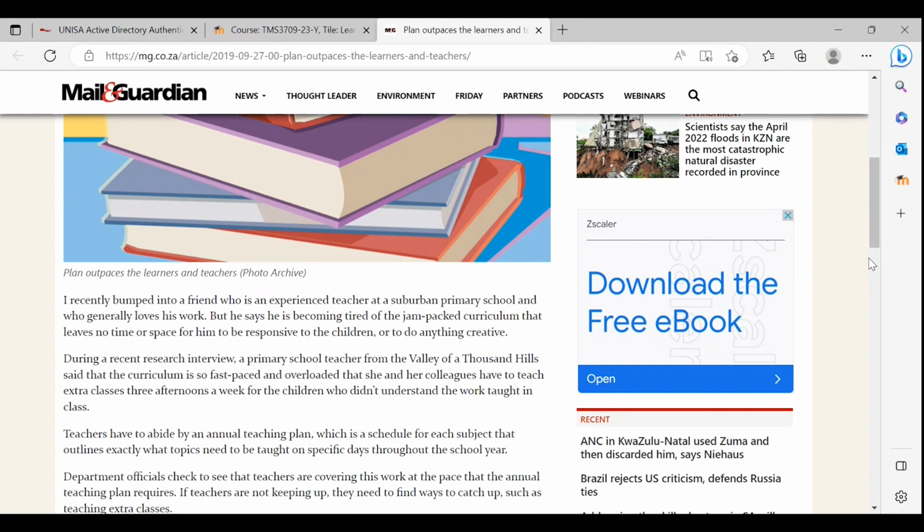And it says, the writer is saying about bumping into a friend who says he's becoming tired of the jam-packed curriculum that leaves no time or space for him to be responsive to the children or to do anything creative. You will also experience that.